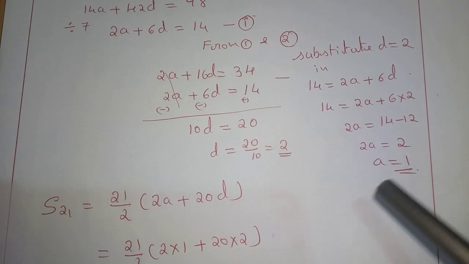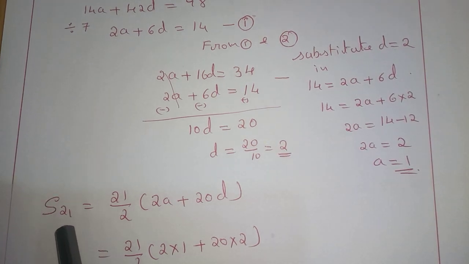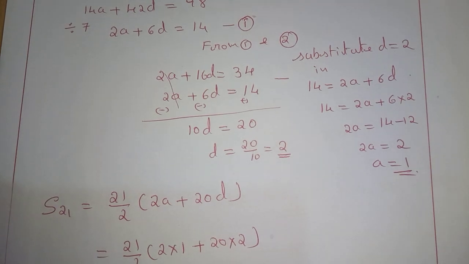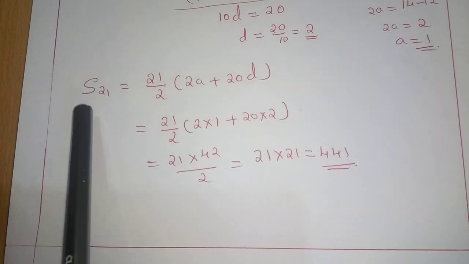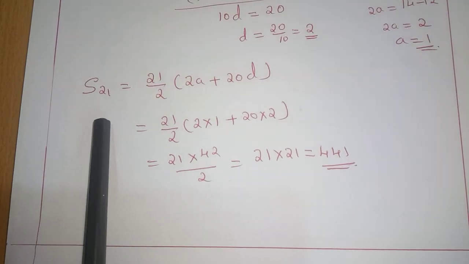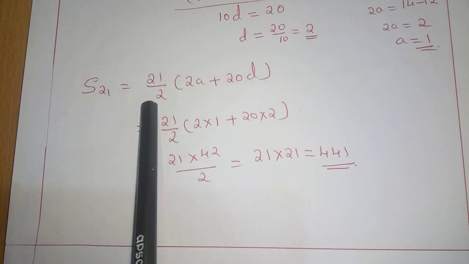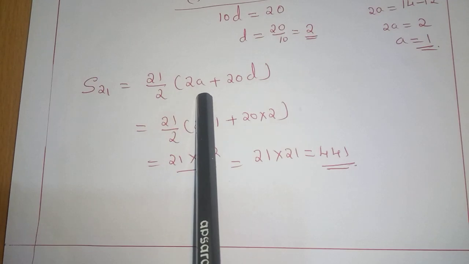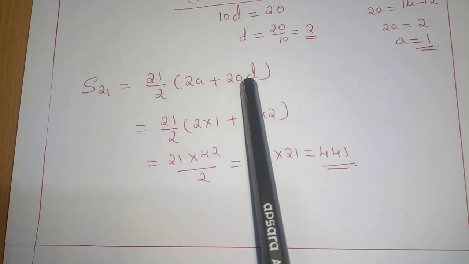We got A value, D value, N value. Let us find Sn. S21 is equal to n by 2, means 21 by 2, into 2a plus 21 minus 1, how much? 20d.